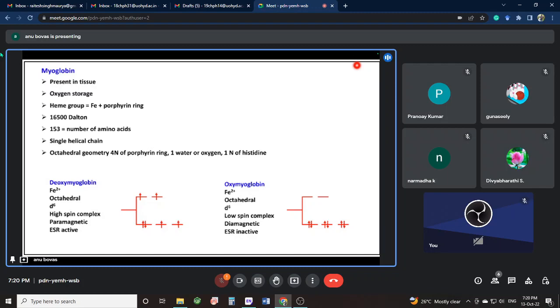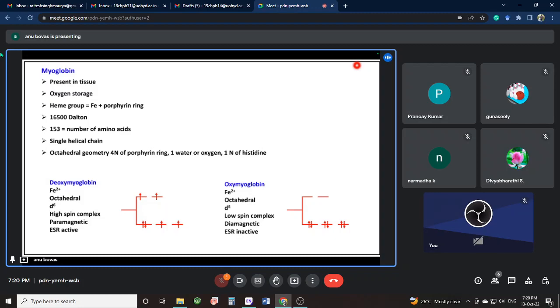When it comes to hemoglobin, it will differ, so you should be careful. In myoglobin, there is no confusion. In both the oxy state and deoxy state, iron is in the +2 oxidation state. One thing is clear. And the shape is octahedral. It will be connected to 4 nitrogens of the porphyrin ring, 1 nitrogen of the histidine residue, and 1 will be connected to either oxygen or water. So this is also the same, octahedral.